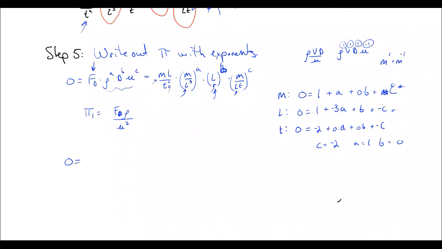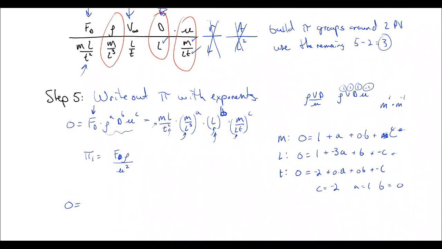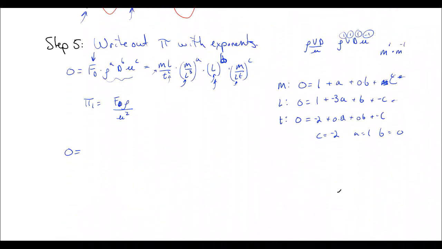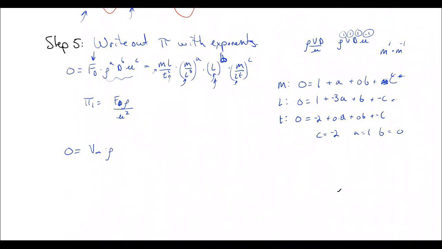Now let's do our pi 2, our second pi group. Our second pi group is going to be built around our velocity, because that's the other physical variable we didn't use for our repeating parameters. So v at infinity times, again, we just reuse the same repeating parameters. That's why they're called repeating parameters. They're repeating. Rho to the a, d to the b, mu to the c, which is equal to now length per time times, and then everything else is just repeated from what we had before. Mass per length cubed to the a times L to the b times mass per length time to the c. And now we can go through again and write out our equations.